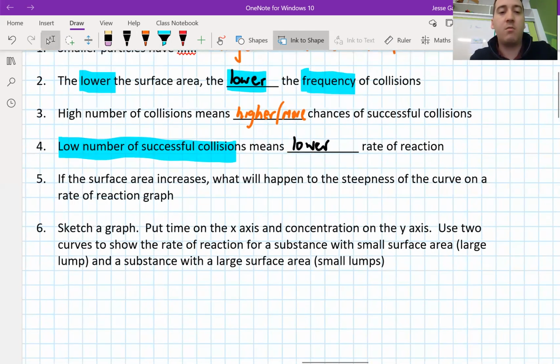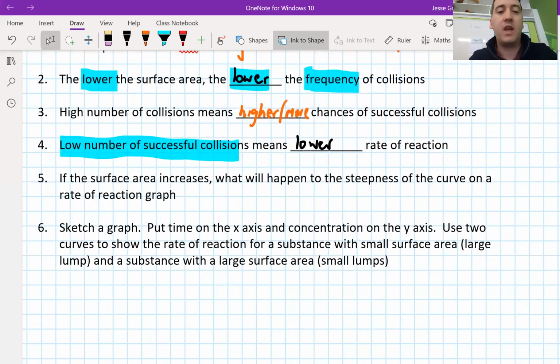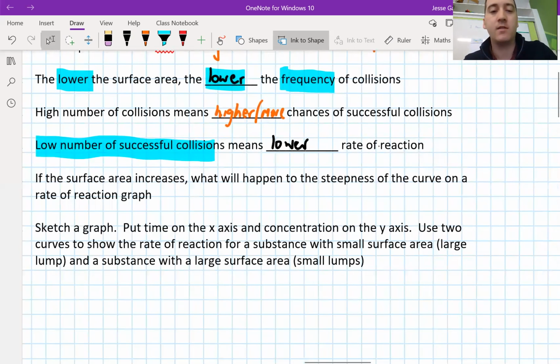All right, let's have a look at number 5. If the surface area increases, what will happen to the steepness of the curve on a rate of reaction graph? So you have to think back to video number 2, where we looked at the graph of the reactants or the products changing as a reaction occurs. If the surface area increases, think about what that's going to do to the rate, and what that's going to do to the line on the graph, the steepness of the curve. Pause the video and write down an answer to that now, please.